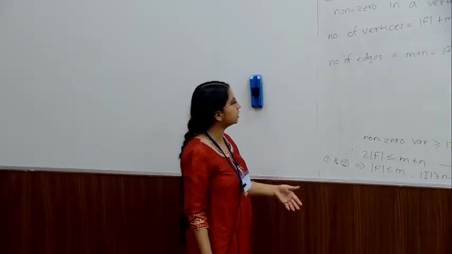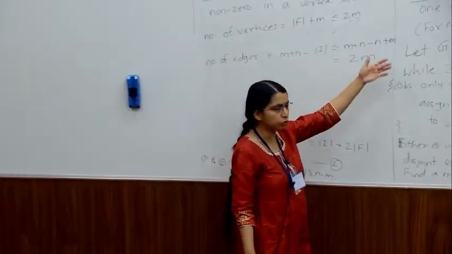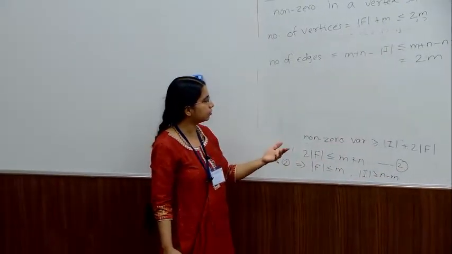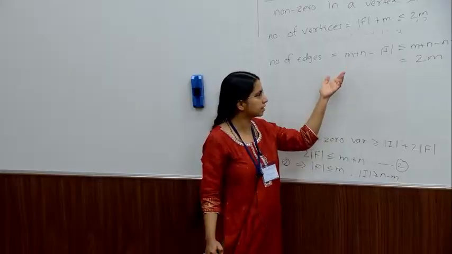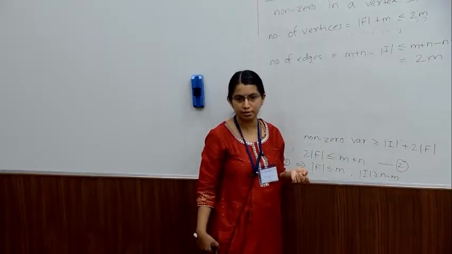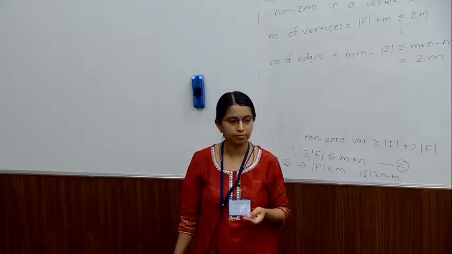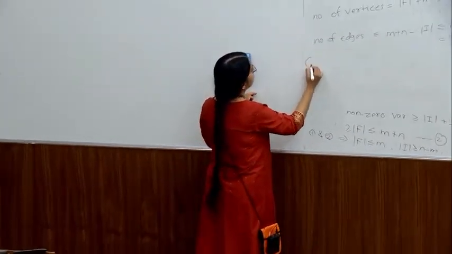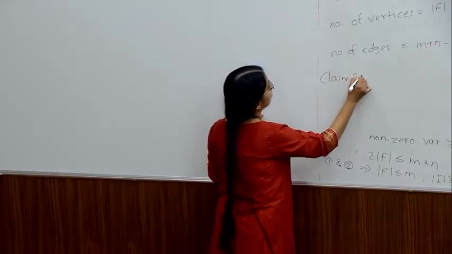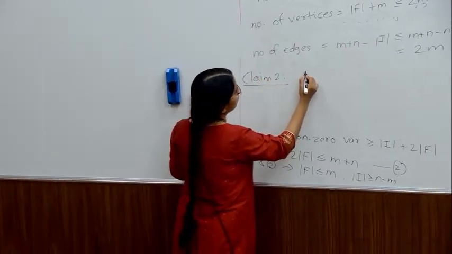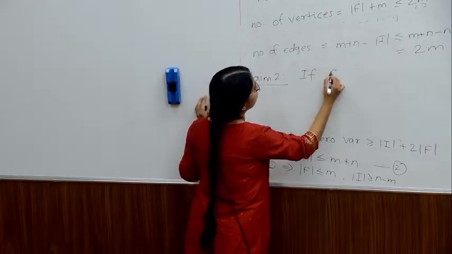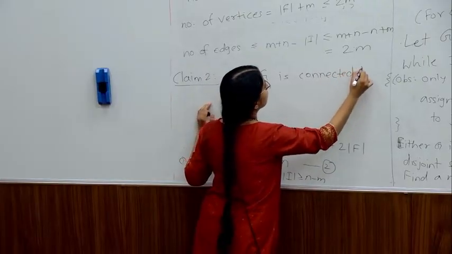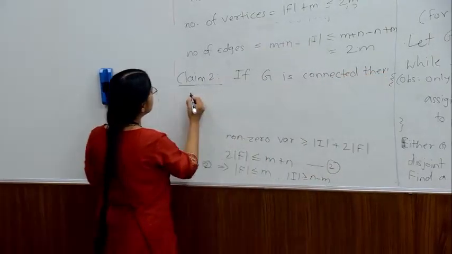Now if G is connected, then this is sufficient to say that this is a pseudo tree, because it has exactly one more edge than what would make it a tree, and since it is connected, it should have exactly one cycle. Okay, so let me write this as a formal claim. If G is connected, then it is a pseudo tree.